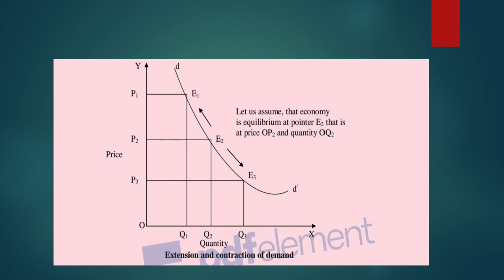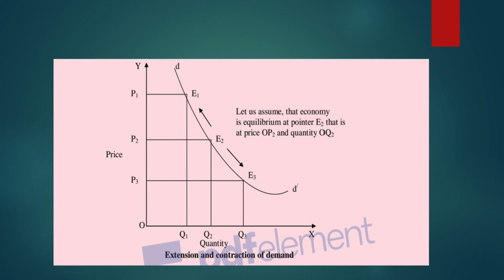Now let us see about extension of demand and contraction of demand. Whenever demand changes on account of changes in price, it is called extension and contraction in demand. They are caused by changes in price. The extension and contraction of demand is the movement on the same demand curve DD'. A downward movement indicates a fall in price and the extension of demand, and an upward movement indicates a rise in price and contraction of demand.